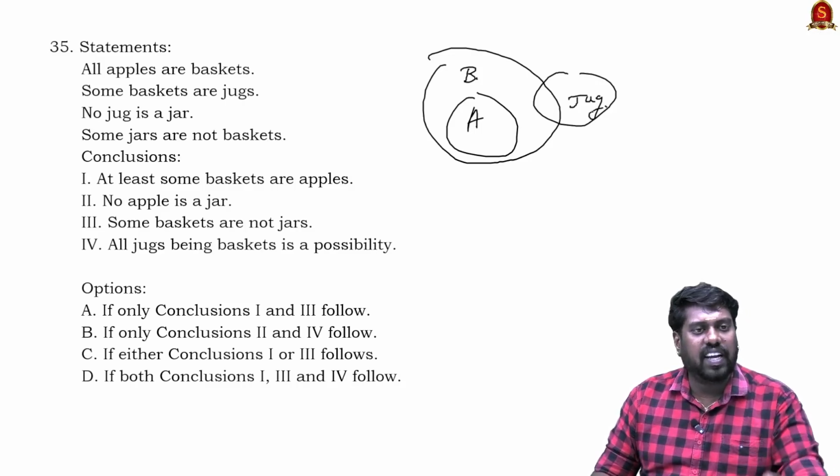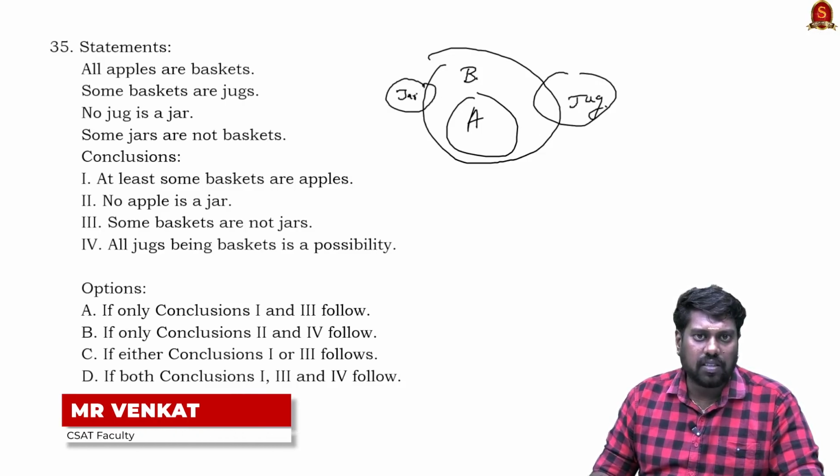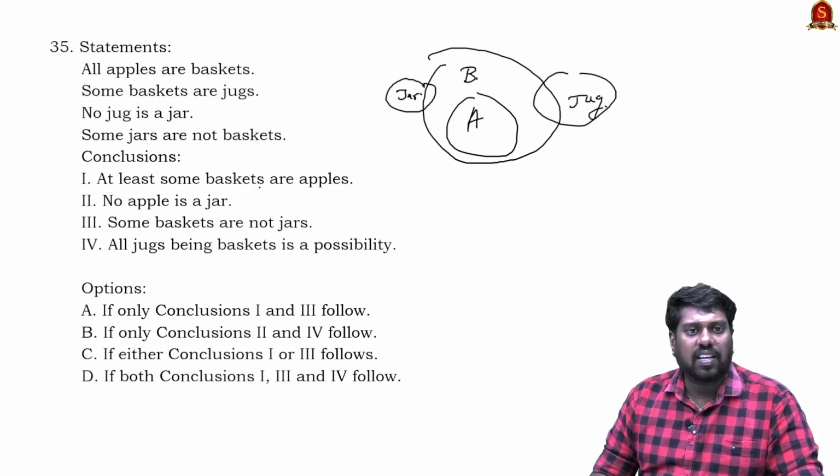And you see the second, third statement and the fourth statement together. No jug is a jar. Some jars are not baskets. Some jars are not baskets means some jars can be basket, which is coming inside. Now according to the statement, let us go. At least some baskets are apples. At least some baskets are apple means baskets apple, which is a true statement.